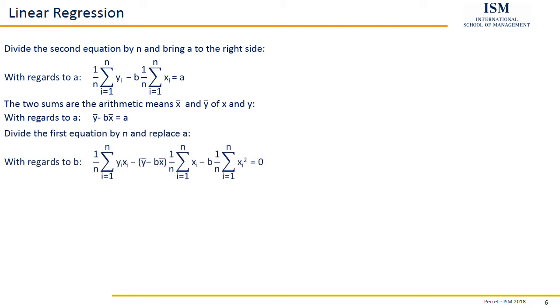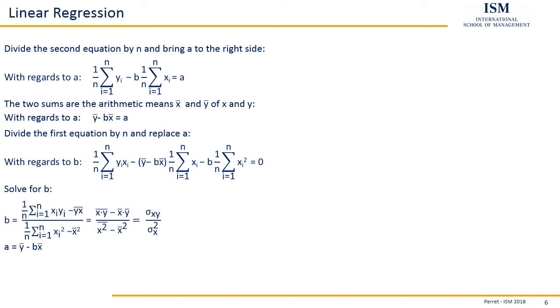The other one would look like this. But here as well, we can simplify a little bit. The first part, we have more or less the mean of x times y. Then we have this part which we just replaced for a. Then we have the mean for x. Then we have the mean for x squared. So if we just reformulate this and solve for b, this would look like the following formula.